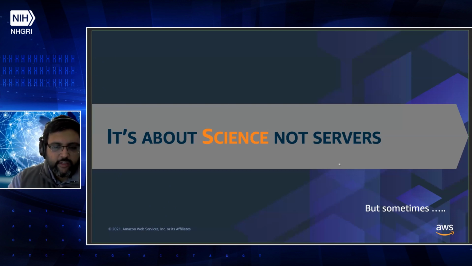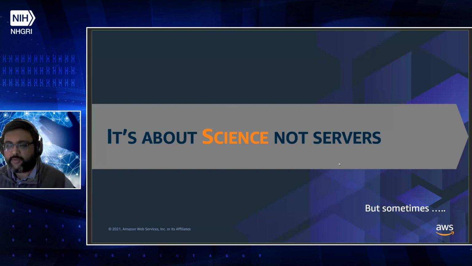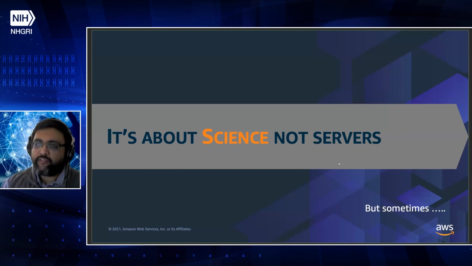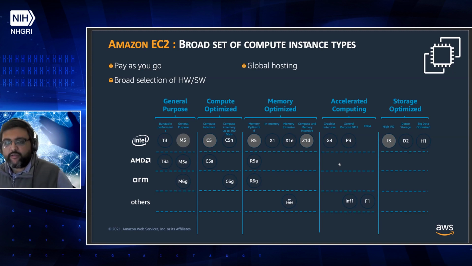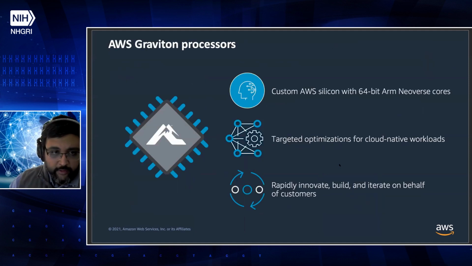So I mentioned earlier, it's about science and not servers, but sometimes when you're waiting for that data to get processed, then yeah, the queue is just becoming longer and longer. It does become about compute. So AWS with our EC2 service provides the broadest set of compute instance types that is available for researchers to use. And they're all divided into general purpose, compute optimized, memory optimized, accelerated computing, and storage optimized. And then we are starting to generate these specialized instances for you to rethink how to be able to do your research in the cloud.